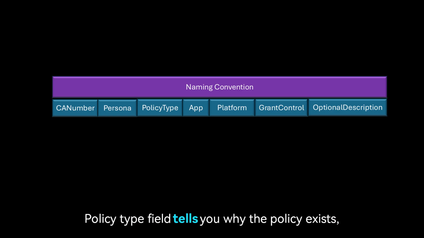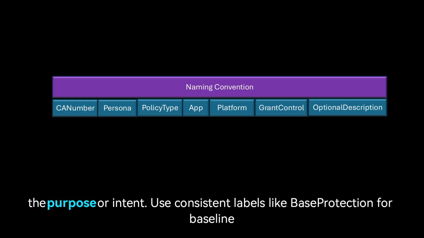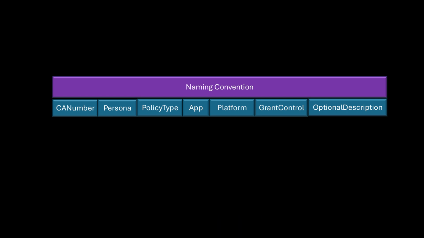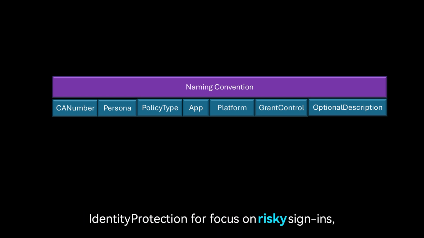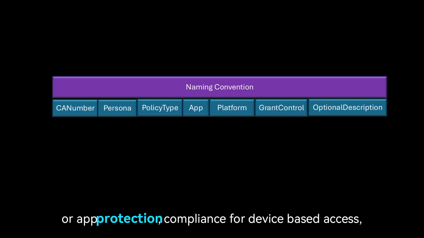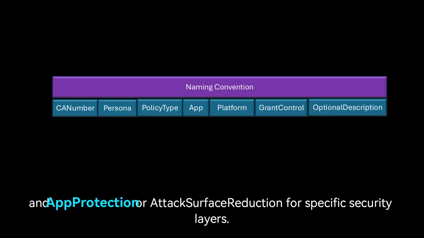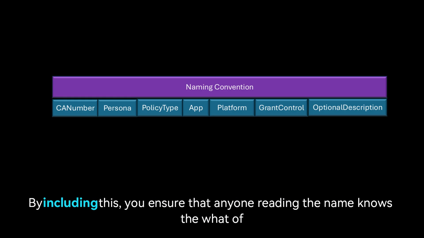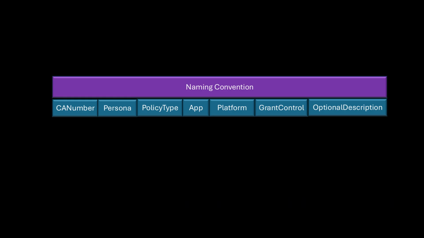The policy type field tells you why the policy exists, the purpose or intent. Use consistent labels like base protection for baseline security for all users, identity protection for focus on risky sign-ins, legacy auth and MFA, data protection for session control or app protection, compliance for device-based access, and app protection or attack surface reduction for specific security layers. By including this, you ensure that anyone reading the name knows the what of the policy, not just the who or where.